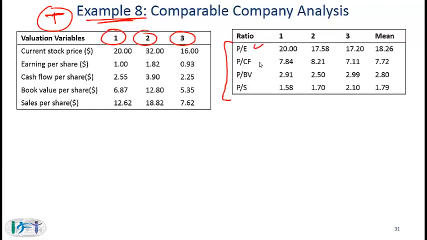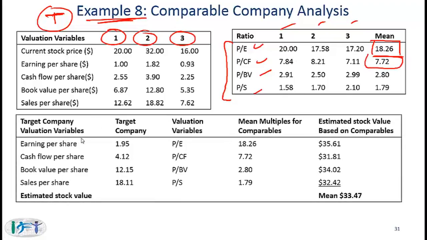So you believe that for valuation purposes, these are the 3 important ratios to use. Can you come up with the PE, P to cash flow for all 3 companies? You can. Then you can also come up with the mean. So you do not believe that any one company is particularly indicative of your target company, so you take the average. So for each of these ratios, you have an average number.